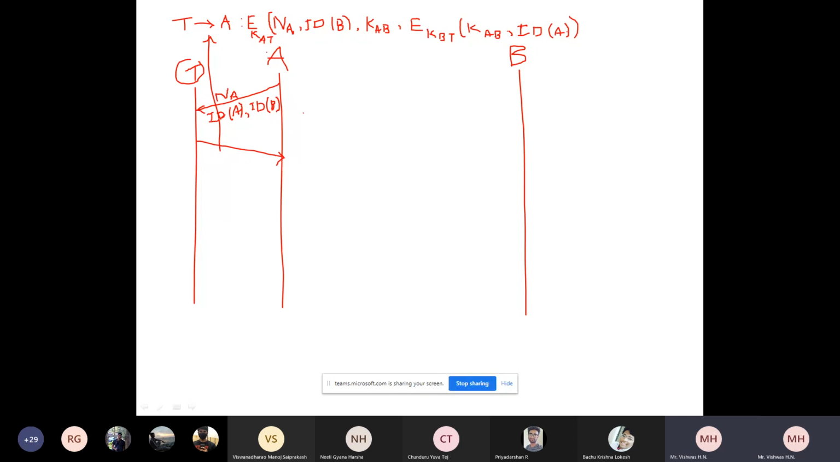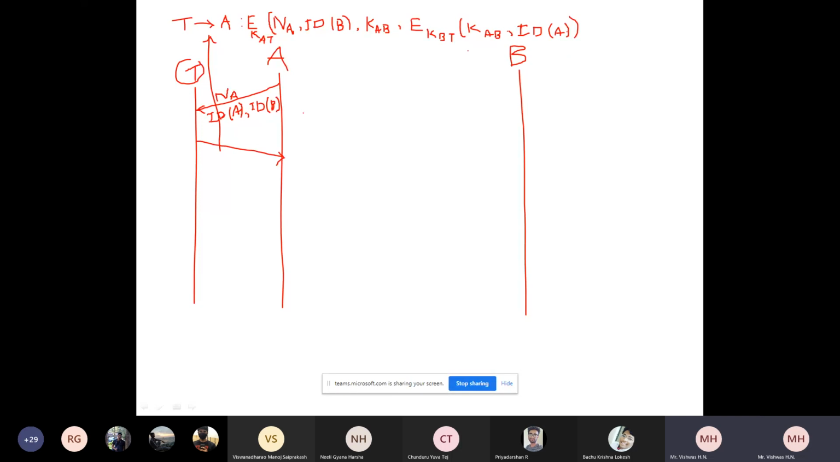Is that clear? And when A sends a nonce of A, ID of A, and ID of B, this trusted third party will understand that A wants to communicate with B, and hence A is asking for a key to communicate with B. Is that clear? So for that response, what will T send? T will send nonce of A, which it has already received, ID of B, then a generated key KAB. Is that clear? That is the symmetric key between A and B for communication between A and B. Is that clear? And there is a token also.